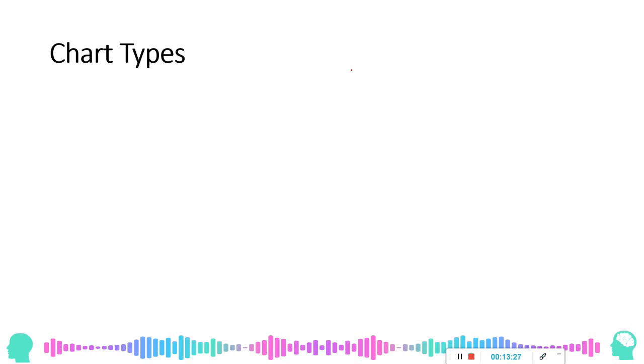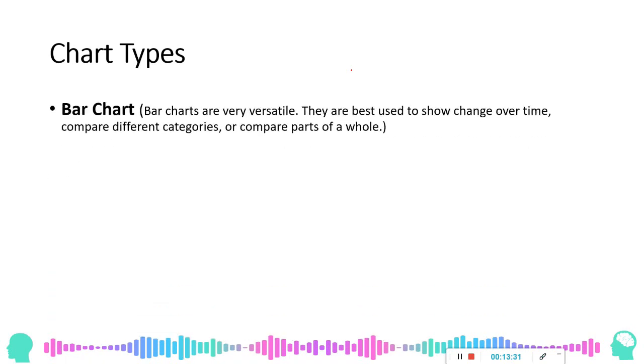Okay, next let's talk about the chart types. The first chart type that we will discuss is known as bar chart. Bar chart ni awak semua dah pandai guna. Bar chart ni is very versatile. This is the best way to show the changes over time. You can also compare different categories, different parts and everything. Ni yang biasa punya kita pakai.